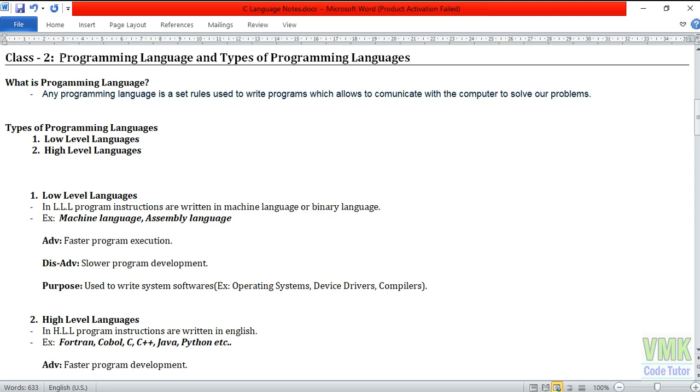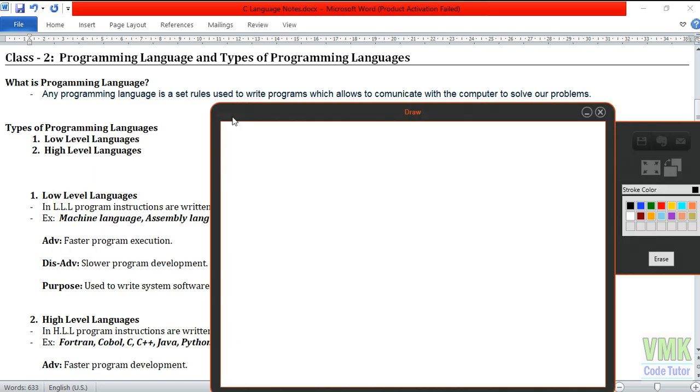In this class, we are going to understand about programming language and types of programming languages. First of all, we are going to understand what is a programming language. Any programming language is a set of rules used to write programs which allows us to communicate with a computer to solve our problems. Let us understand this particular thing on the board.